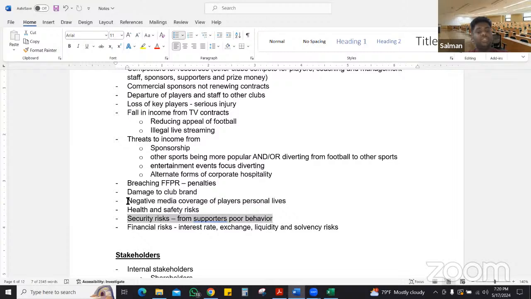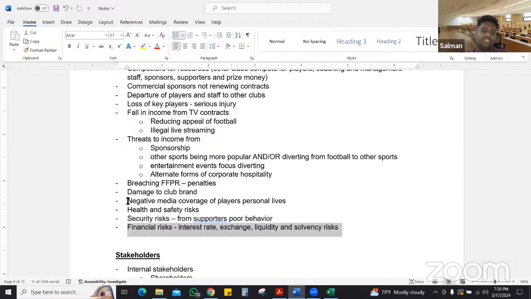Security risks from supporters' poor behavior. Supporters may fight. You must have seen, even in cricket, especially in countries like India, not now, but when I was in school, I observed situations where when the team loses a match, people try to burn their property. In football, it can be a bit more severe. They will not burn their home, but players will have problems getting out of the stadium. So security risks. That's why clubs will have to spend money on hiring security.